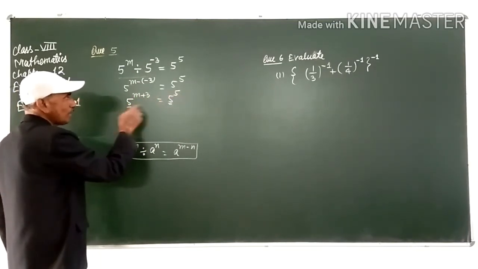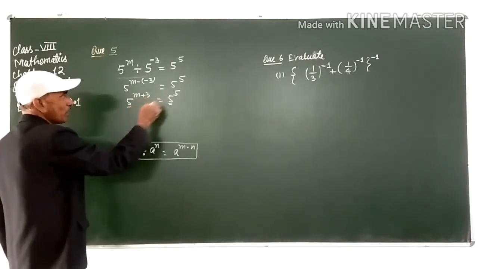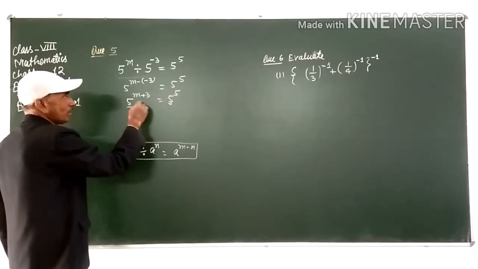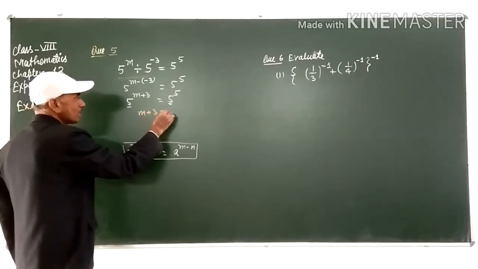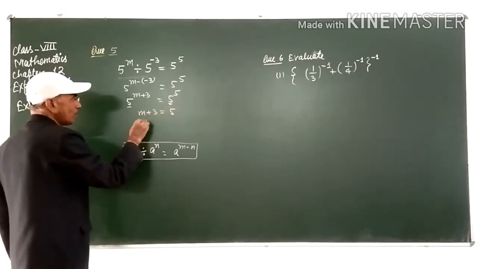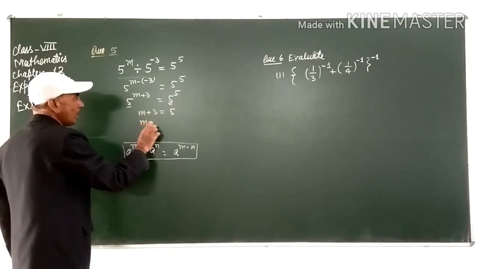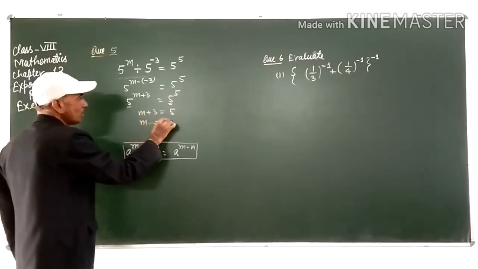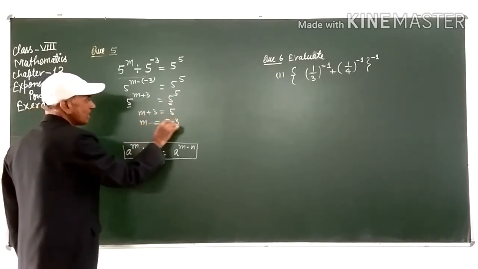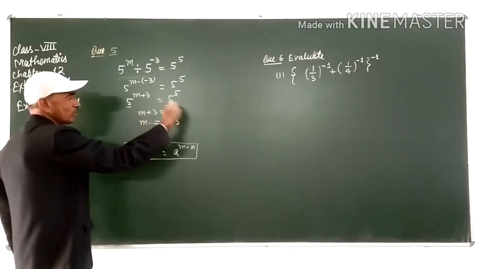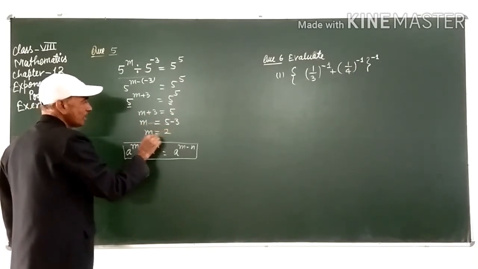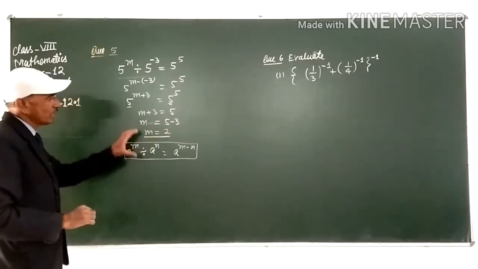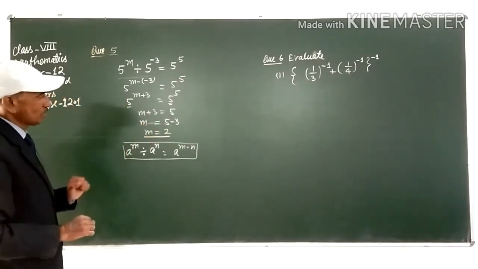So we have to leave these bases and write the exponents only because they will be equal. m plus 3 is equal to 5. Therefore m is equal to 5 minus 3, after transposing this 3 to the right side. So m is equal to 5 minus 3, that is 2. This one is the answer of this question.